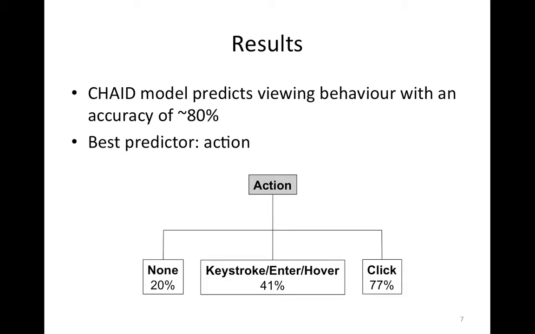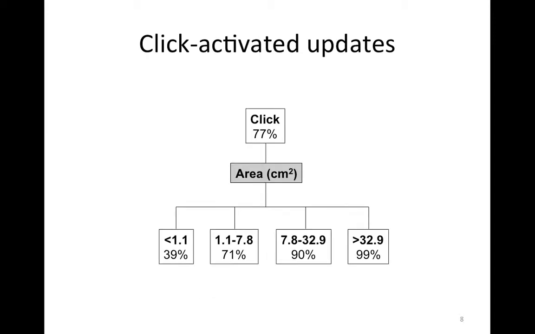So automatic updates were viewed only 20% of the time, keystroke, enter or hover-over updates around 40%, and most click-activated updates were viewed. So why weren't all click-activated updates viewed? This is an interesting question.